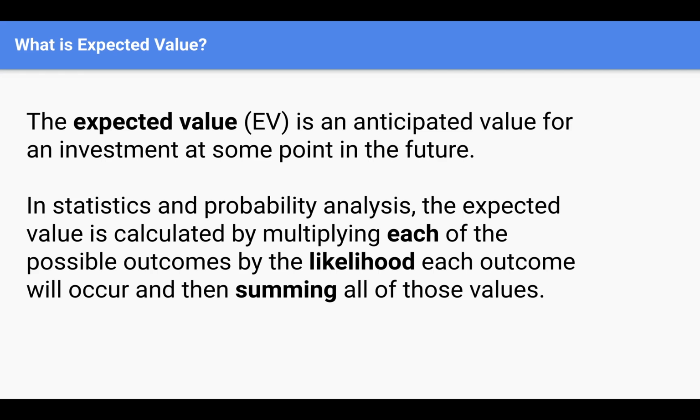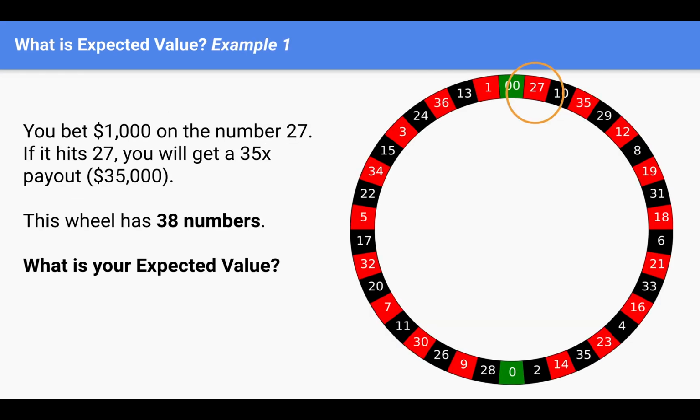Let me give you two examples, one from the casino and one from DFK, or more like a DFK-esque environment. Example number 1: you have a roulette wheel here on your right with two zero numbers, and you bet $1,000 on 27 because you're a baller. If you win, you get 35x, so you get 35k. This wheel has 38 numbers. So I'll give you a couple of seconds to calculate your expected value.